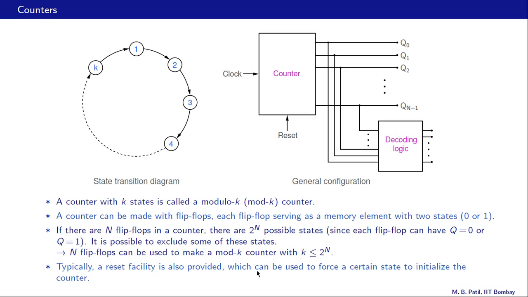For example, let's say we have 3 flip-flops inside this counter. So the outputs are Q0, Q1, Q2, and we might want the counter to start in the state 0, 0, 0. So that can be achieved using the reset facility. Now in addition, there is also this box called decoding logic shown over here. We will look at that a little later.